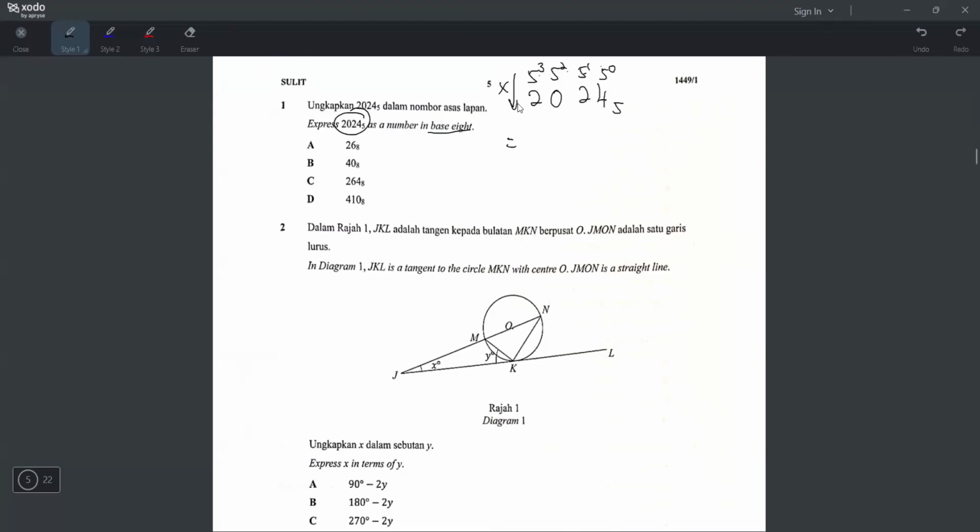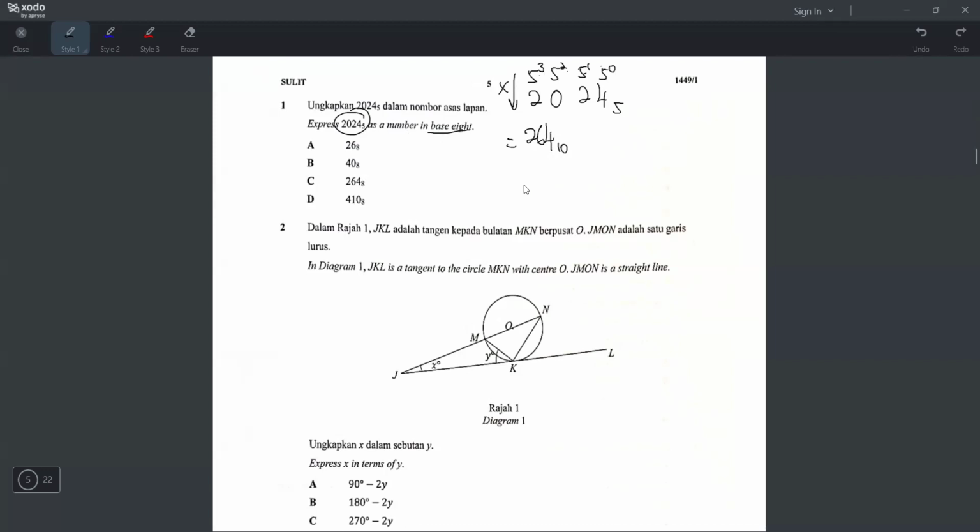So now we press the calculator. We press 5 power 3 times 2 plus 5 power 2 times 0 plus 5 times 2 plus 5 power 0 times 4. Just take the top number, multiply by the bottom number, and then add everything. So 5 power 3 times 2 plus 10 plus 4. If you press everything correctly, you will get 264, and this one is in base 10.